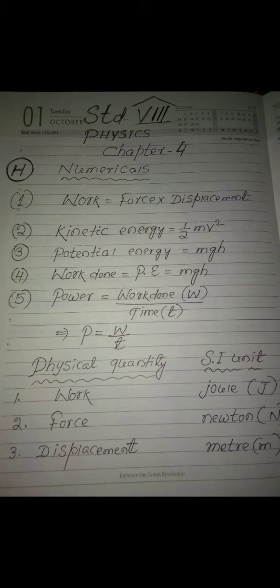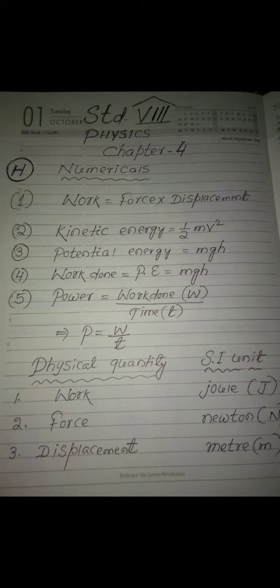Potential energy equals m into g into h. M is the mass of the body, g is acceleration due to gravity, h is the height. Work done is also equal to potential energy, that is mgh. Next, the fifth formula: power equals w by t, I mean work done by time taken. P is equal to w by t.